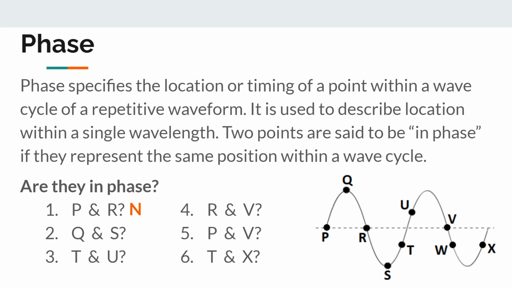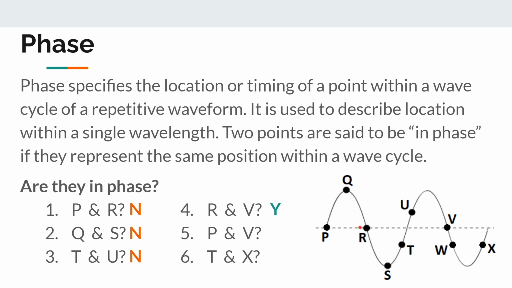Okay, if you compare Q and S, are those in phase? Q and S. No, that one's a little easier because one of them's at a crest and one's at a trough. They're obviously not in phase. Okay, T and U, again, they're the same distance from equilibrium, but that's not what that means. Those are not in phase either. Okay, what about R and V? Are those in phase? Yes. Okay, those are both at equilibrium.